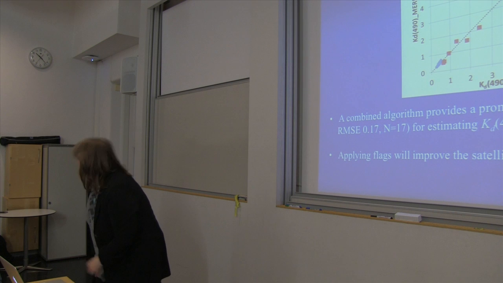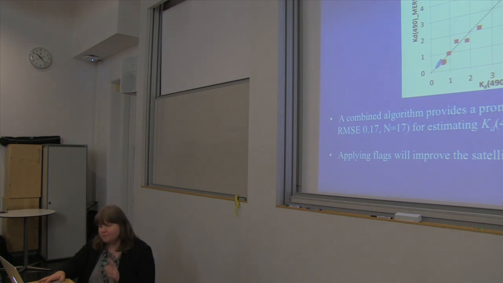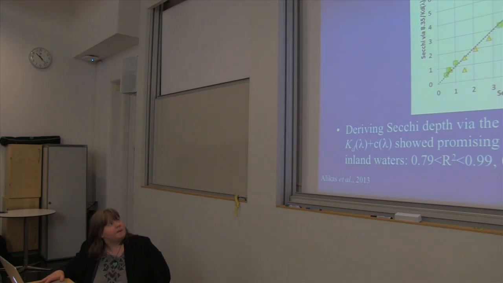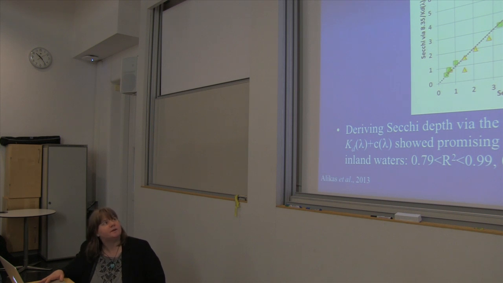But basically we have derived that algorithm for the Baltic, and then we have had very good retrieval, only 17% error. We can derive the diffuse attenuation coefficient for the whole Baltic Sea basin, and also Z90, where we have only 10% of the light left. And we have also a new Secchi depth algorithm that is based on beam transmission and beam attenuation and diffuse attenuation. It's an empirical algorithm.